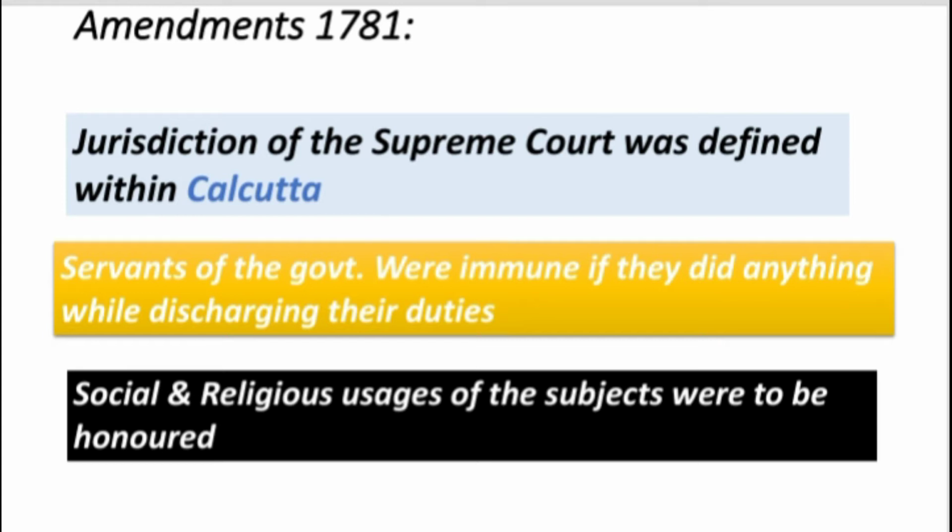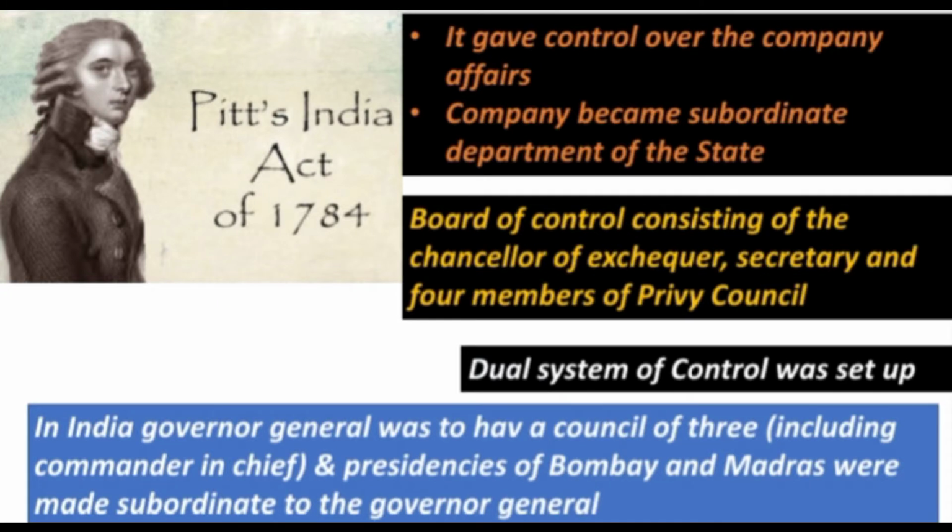After the amendment of 1781, Pitt's India Act of 1784 came into existence. The Pitt's India Act gave the British government a large measure of control over the company's affairs. In fact, the company became a subordinate department of the state, and the company territories in India were termed as British possessions. The government's control over the company's affairs was greatly extended.